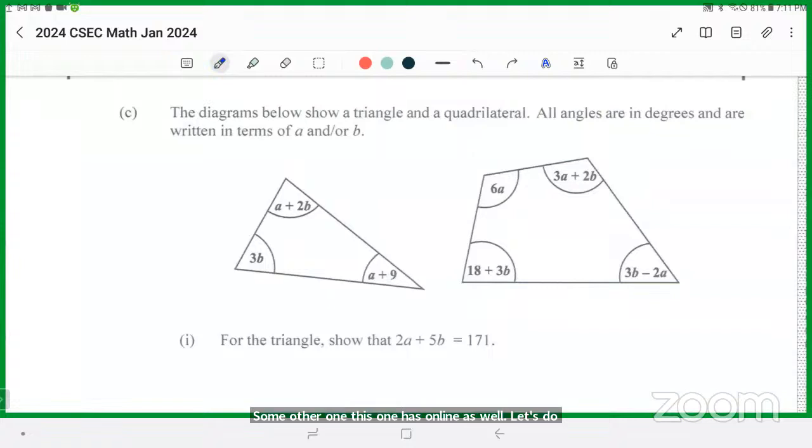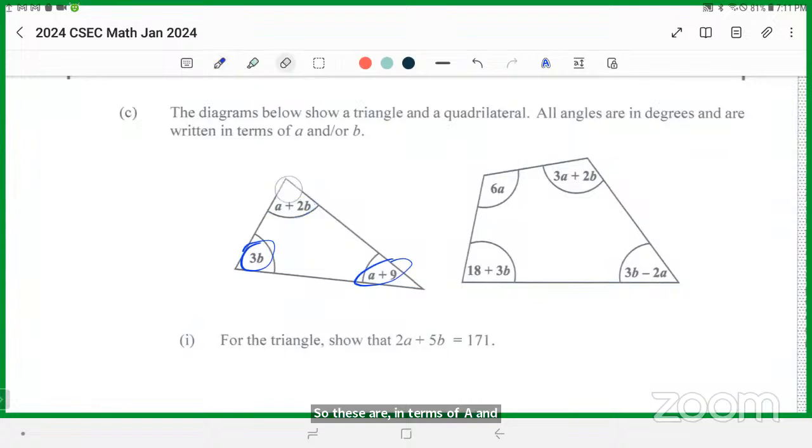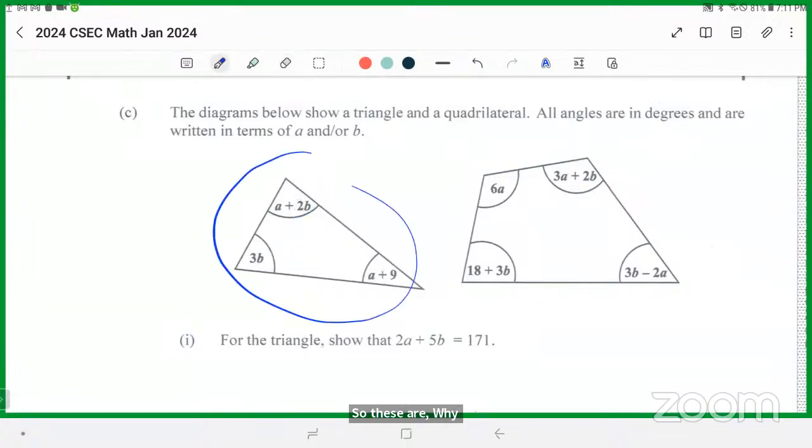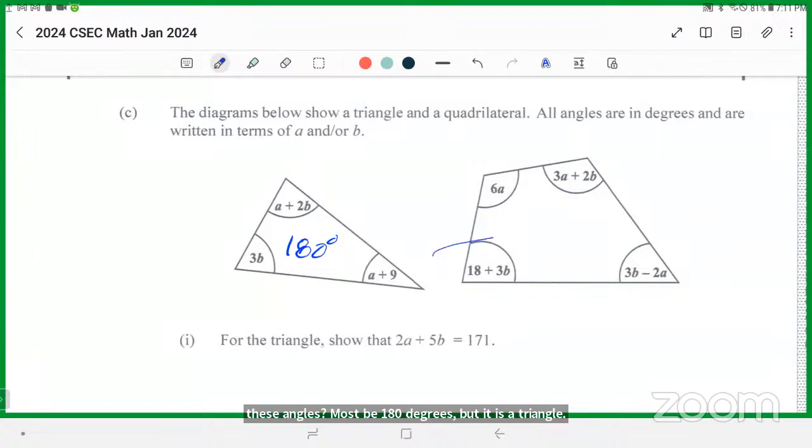Let's do this one. It says the diagrams below show a triangle and a quadrilateral. All angles are in degrees and are written in terms of A and B. What you know about a triangle is that the total of these angles must be 180 degrees. Because this is a quadrilateral, the total of these 4 angles must be 360 degrees. That's what is given.